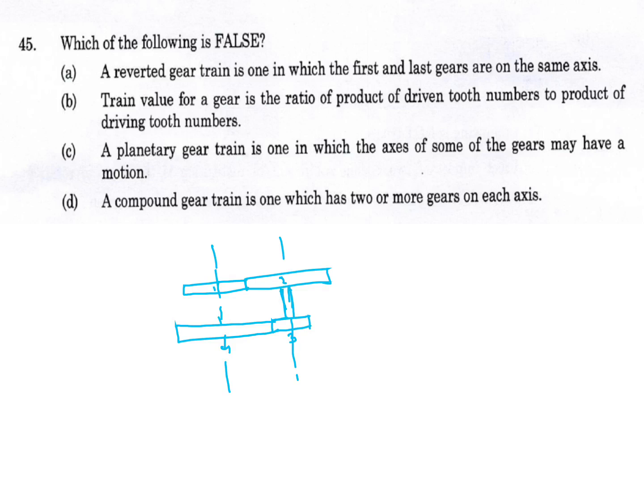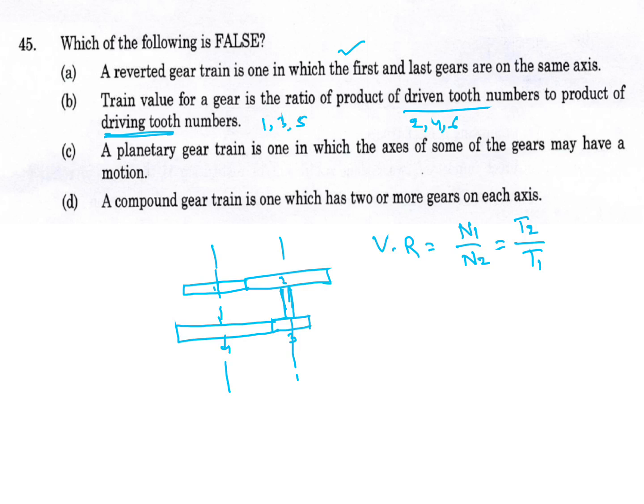So this is correct. Then, train value for a gear is the ratio of the product of driven tooth numbers to the product of driving tooth numbers. Driving members are odd numbers: 1, 3, 5. Driven members are even numbers: 2, 4, 6, like this. So here we know velocity ratio is N1 divided by N2, or T2 divided by T1.